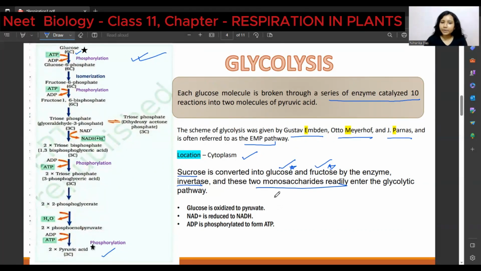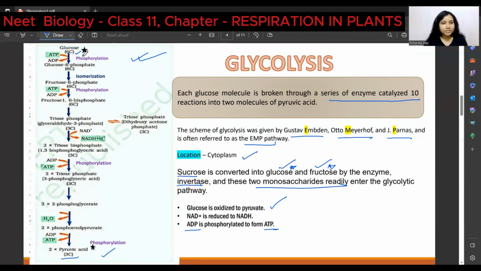So what is going to happen here? Glucose is oxidized to pyruvate, we can see, and the NAD plus is reduced to NADH. We are going to see how it is happening, and ADP is going to be phosphorylated into ATP. If you all remember, we know adenosine triphosphate. ADP is basically adenosine diphosphate. Okay, class? So we can see there are a total of 10 reactions present here.